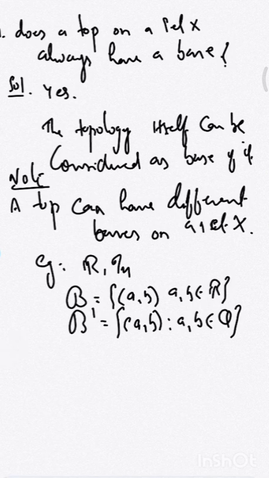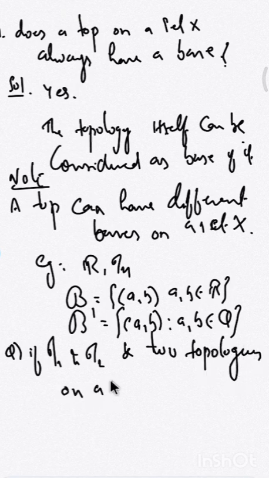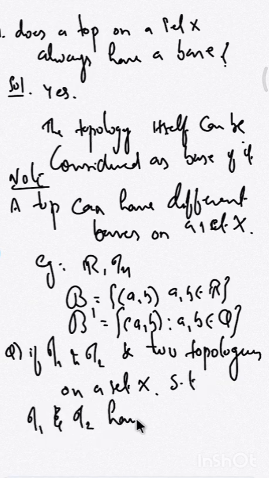The next question is: if τ1 and τ2 are two topologies on a set X with the property that τ1 and τ2 have the same base, such that τ1 and τ2 have the same base.